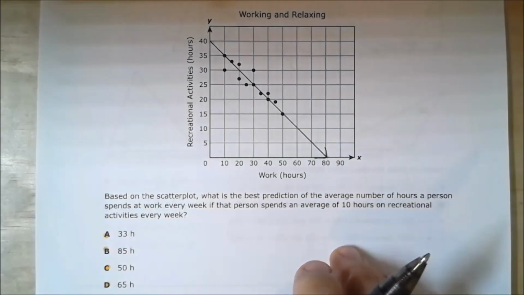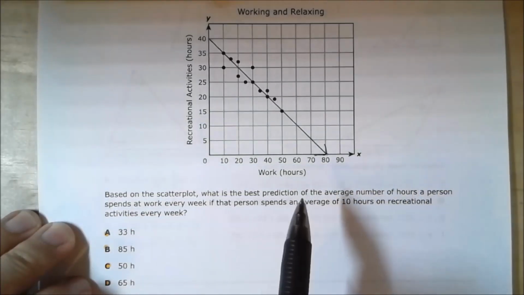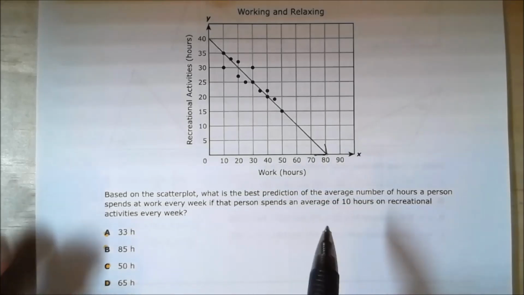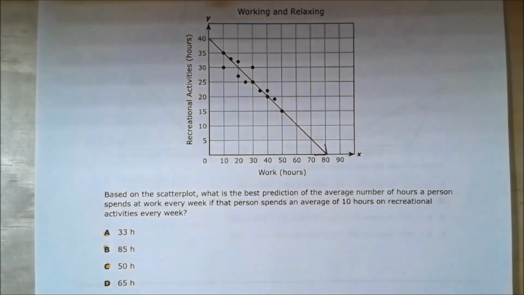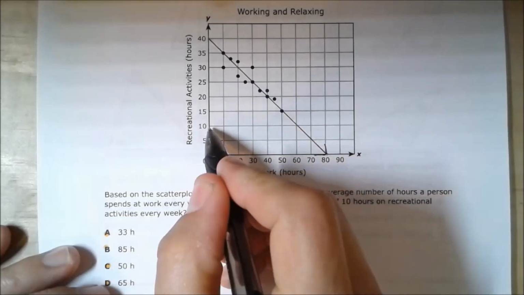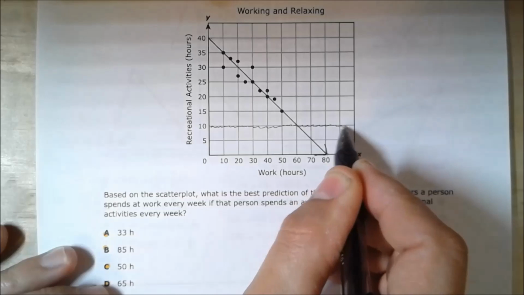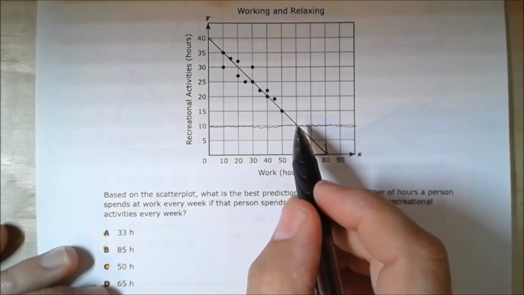So now that I've got my trend line, we're going to actually find the value that it's having us look at. It says, make a prediction of the average number of hours a person spends at work every week if that person spends an average of 10 hours on recreational activities. So we're looking for 10 hours of recreational activities. Alright, so now I'm just going to take a look at it real closely. We're going to match up that 10. So if you notice, 10 is right here. So if I come across, right there, kind of made a squiggly line, it looks like it's right at 60 or a little bit above 60.